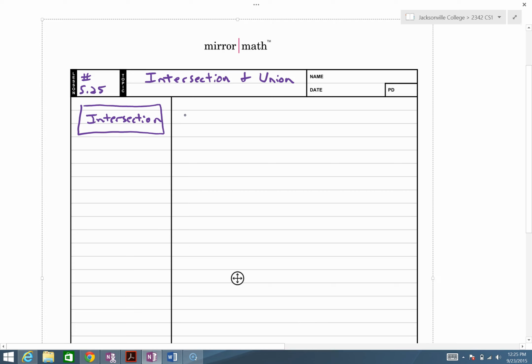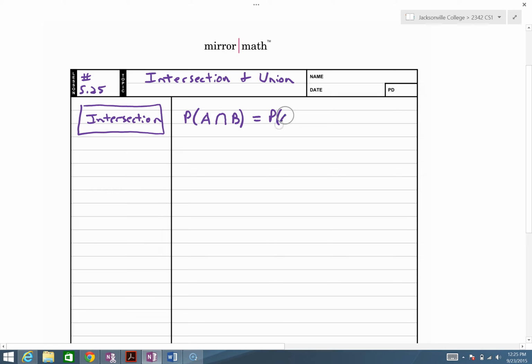When we use our symbology, we say the probability of A, and then this symbol here, which we call intersection, B. The probability of A intersect B is equal to the probability of A times the probability of B, if and only if, this symbol means if and only if, A and B are independent.